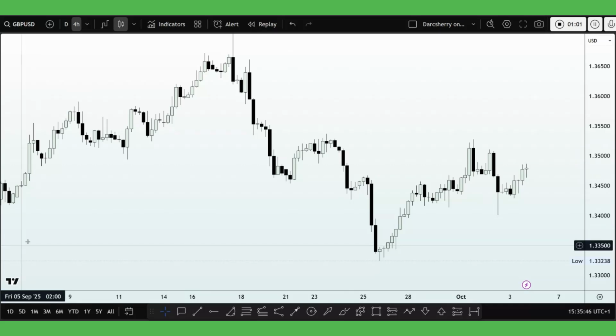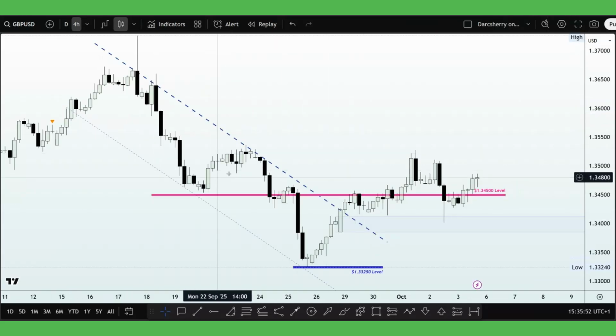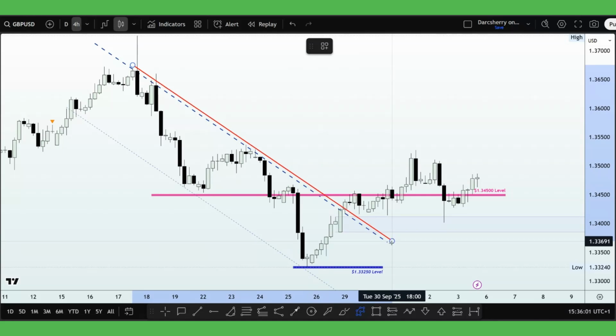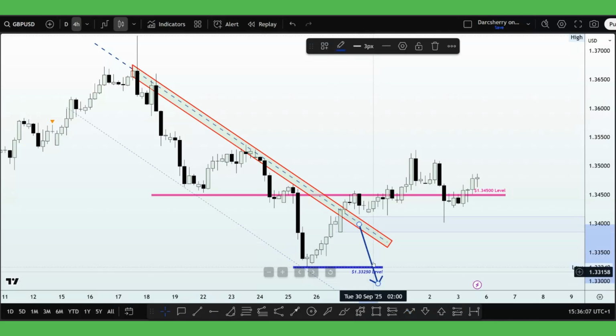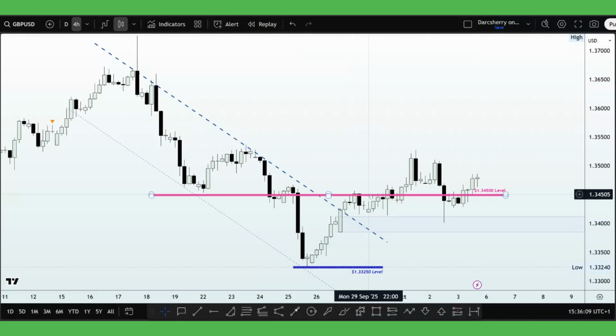To start with, let's go for the GBPUSD. Now, looking back at last week, remember this was the trading setup we were looking at. We had a descending channel and we were looking to see if price would break out of that descending channel or probably respect it to continue the downtrend. And of course, we saw price break out of the structure and continue to the upside.